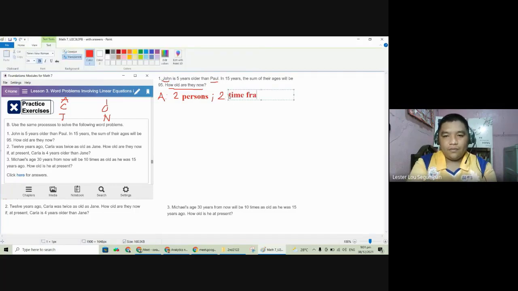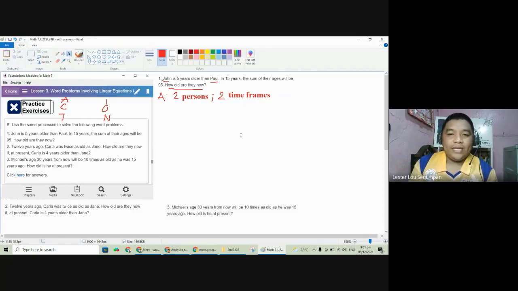Time frames. We need to consider time frames as part of the given so that we could have an ease in representation. We are going to give the simplest representation of the variable, or as we all know, x, to the younger person. So we have John and here we have Paul.